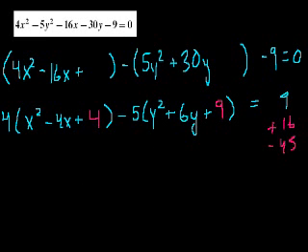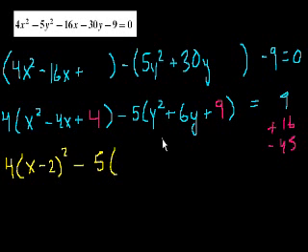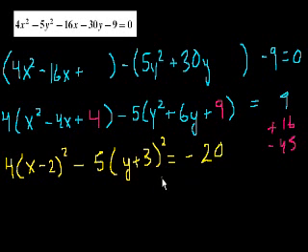And so this simplifies to 4 times x minus 2 squared, minus 5 times y plus 3 squared, is equal to, let's see, 9 plus 16 is 25, 25 minus 45. Let's see, have I made a mistake someplace? 25 minus 45. No, that's right. 25 minus 45 is minus 20. Right? And now we can divide both sides by minus 20, if I did this correctly. All right, we'll divide both sides by minus 20.